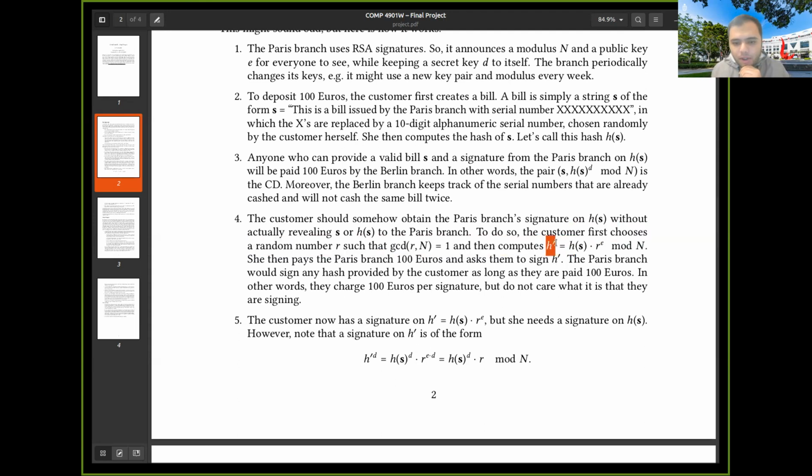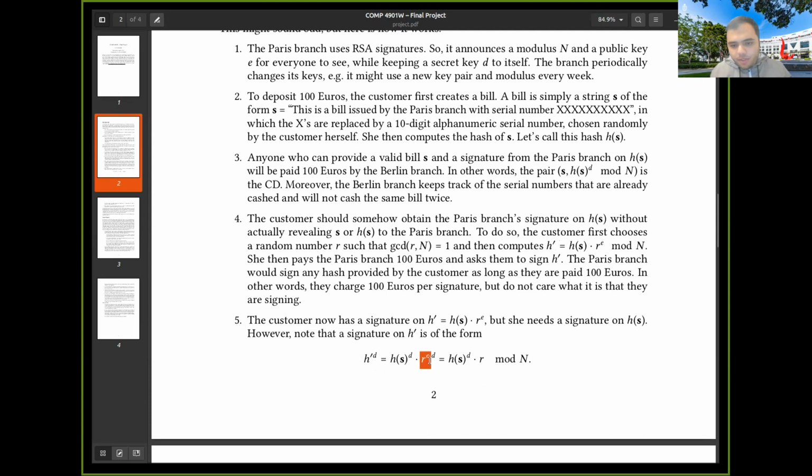But let's see how that looks. Again, we said that signing is basically the same as raising whatever you want to sign to the power of D. This was what we saw in the RSA signatures lecture. So when the customer gives H prime to the bank, the bank would just raise H prime to the power of D and give it back to the customer. But what is H prime to the power of D? H prime itself was the hash H times R to the power of E. So H prime to the power of D is just the hash to the power of D times R to the power of ED.